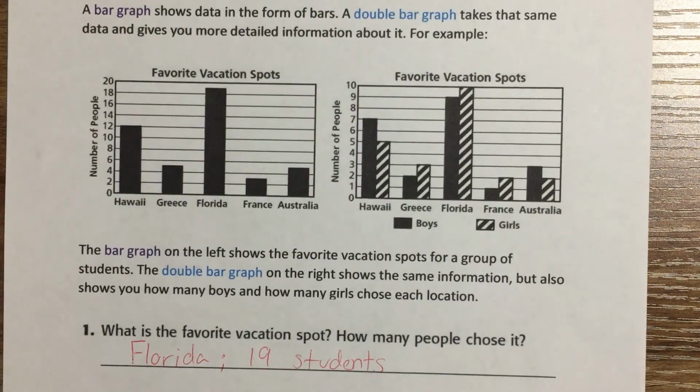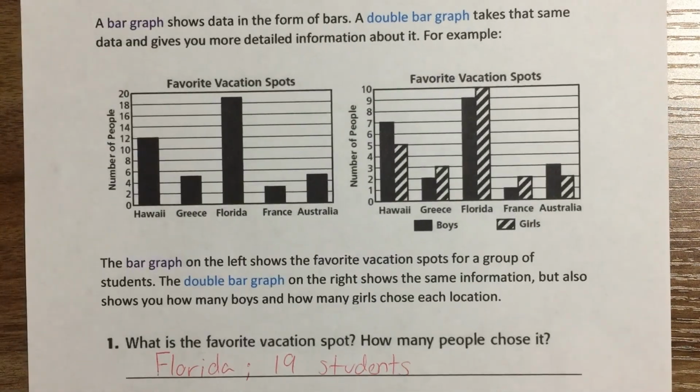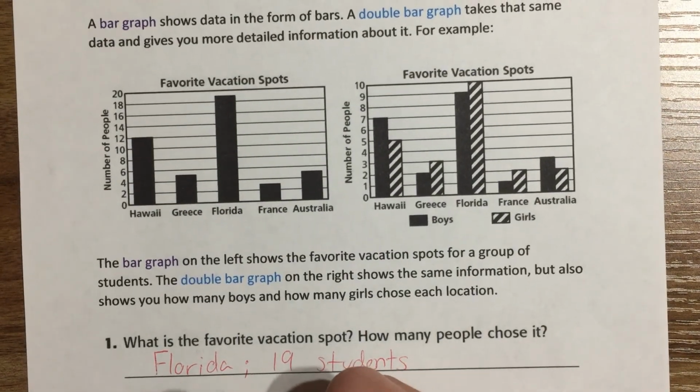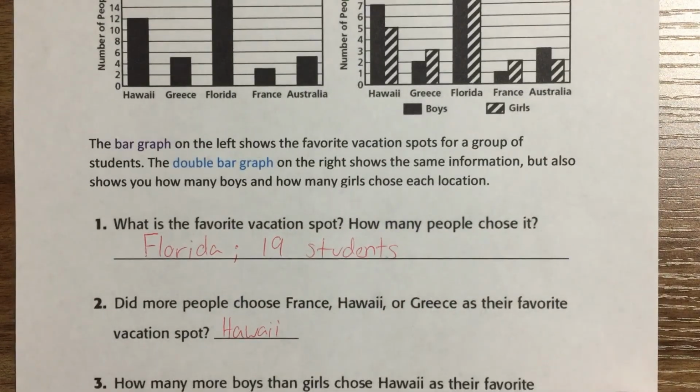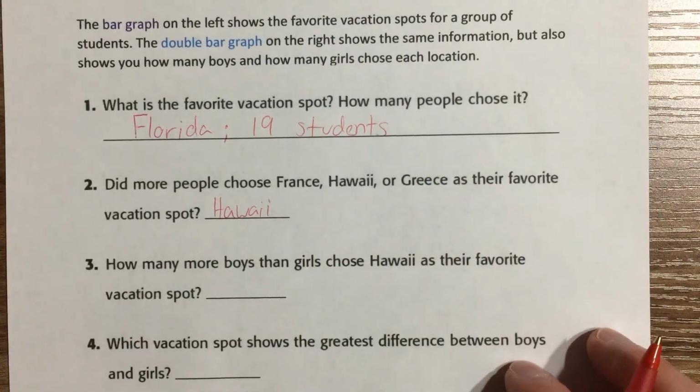Well, which bar is taller? France had 3, Hawaii ended up with 12, Greece had 5. So which bar is highest? Hawaii. 12 people chose Hawaii as their favorite vacation destination. So Hawaii is the choice there.